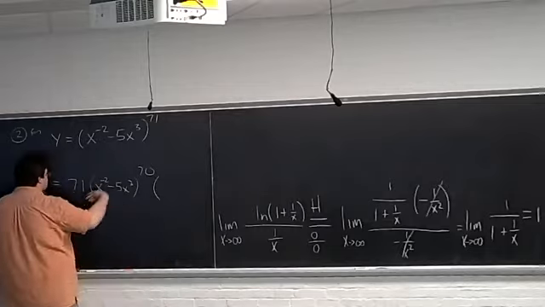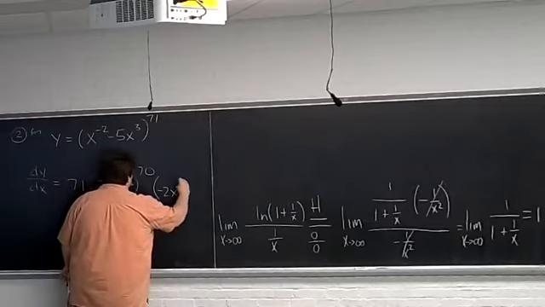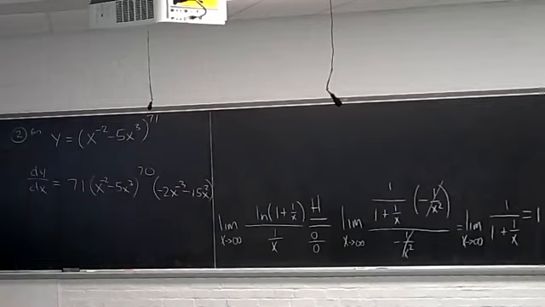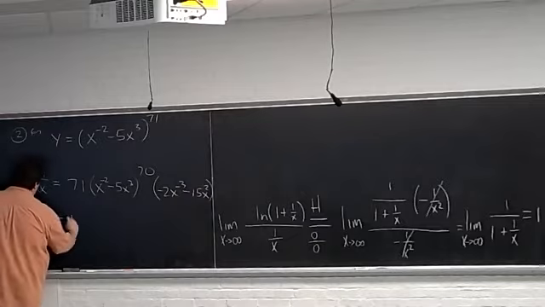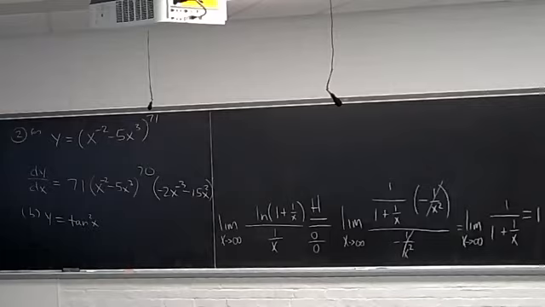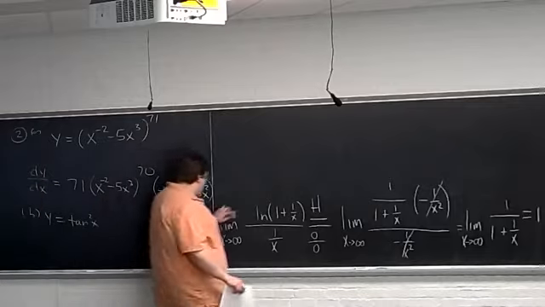Derivative of this inside quantity: -2x to the -3, minus 15x squared. So here, if you wanted to write the substitution for part A, it would be u equals x to the -2 minus 5x to the -3, dy/du is 71u to the 70, du/dx is -2x to the -3 minus 15x squared. Any questions about part A?